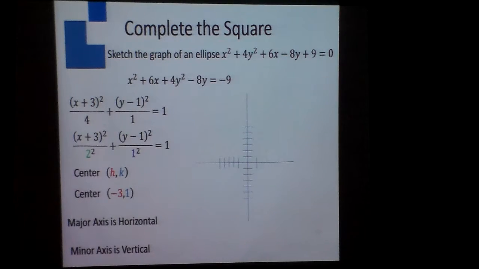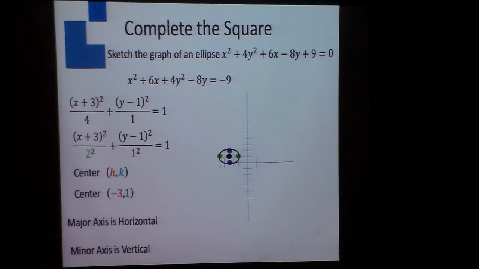So I'm going to go over here, and if I want to graph it, here's what I know. The center's negative 3, 1. Okay, so it's over 3, up 1. Okay, I know my major axis, well, sorry, the major axis is 2 because it was horizontal. Notice I moved 2 away from each of those. I'm going to move my vertical axis up 1 from each of those, and then connect the little outside dots. There, I just sketched that ellipse.